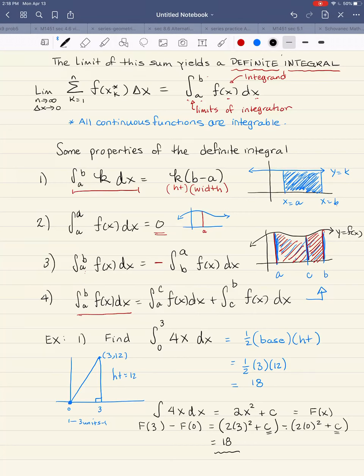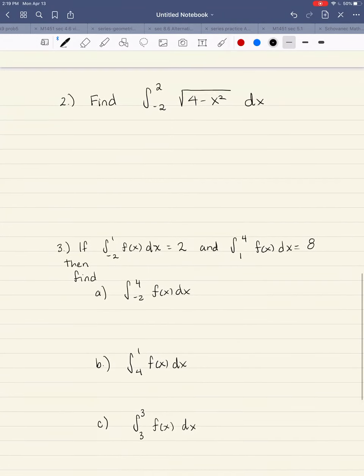You find the antiderivative, and then you find the value of the antiderivative at the upper limit of integration minus the value of the antiderivative at the lower limit of integration. That's going to be called the fundamental theorem of calculus, but that raises its head in the next section.